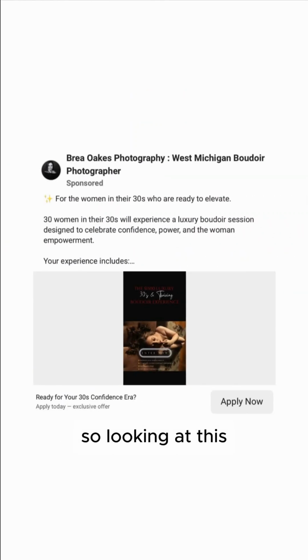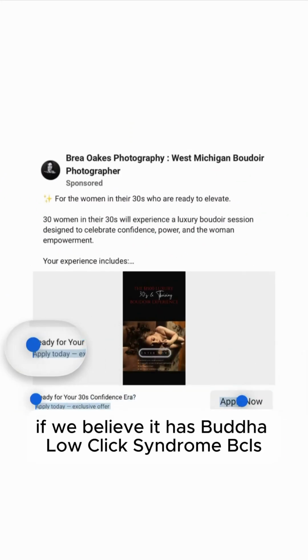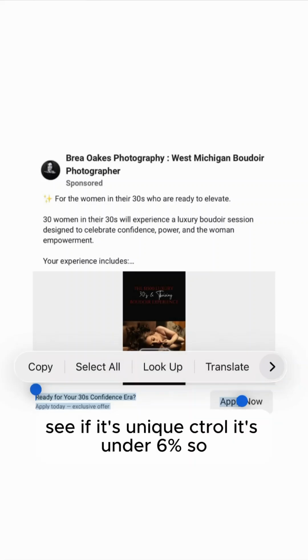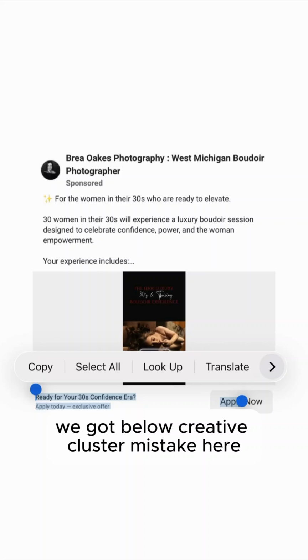So looking at this, we're going to diagnose if we believe it has Boudoir low click syndrome, BLCS. See if its unique CTR is under 6%. So unique CTR, let's see. We got the little creative cluster mistake here.